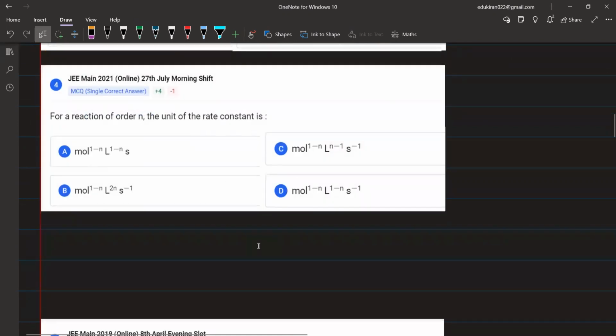Choose the correct option here. Send the answer in chat. I hope you will remember this. You must be knowing about these things. Unit of rate constant. Unit of rate constant.